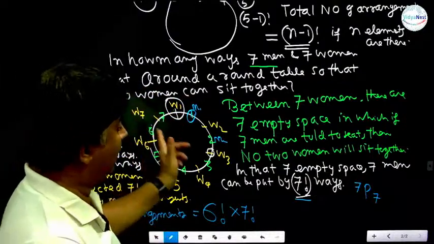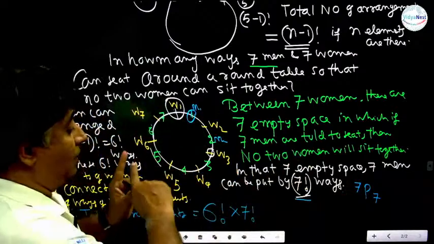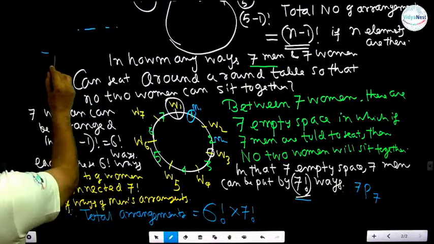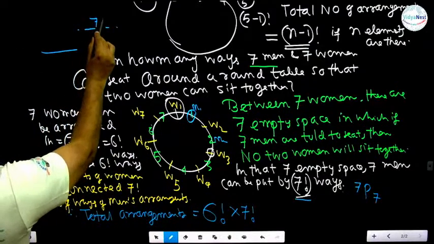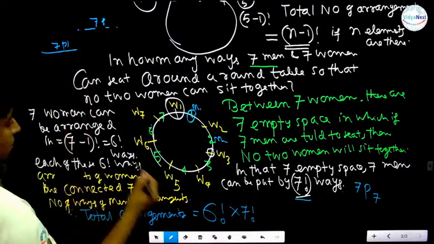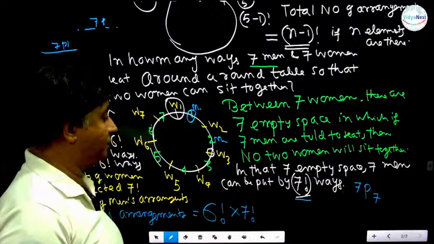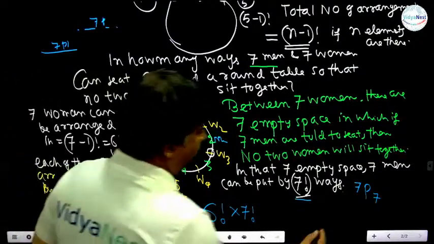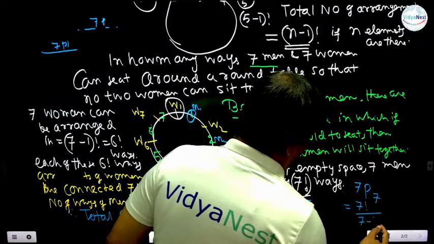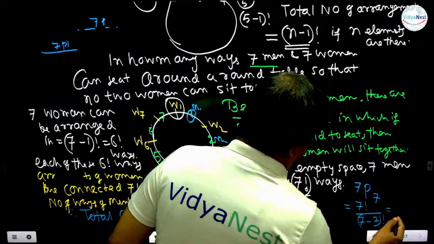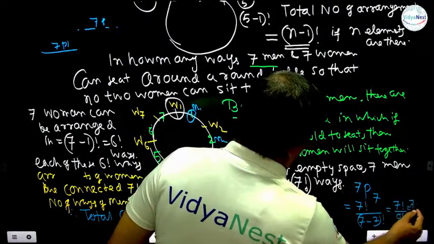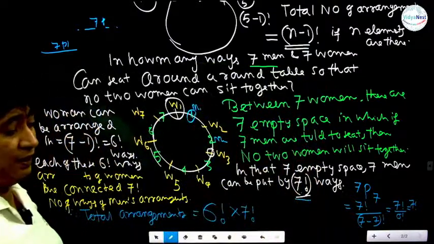men? In 7P7 ways, that is nPr, where n elements are arranged in n places. 7 men, 7 places. Okay, 7P7. Understand? 7P7 means factorial 7 divided by factorial (7 minus 7), that is factorial 7 by factorial 0. Factorial 0 is by default 1. So it is factorial 7 ways.